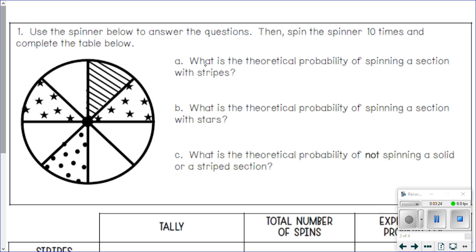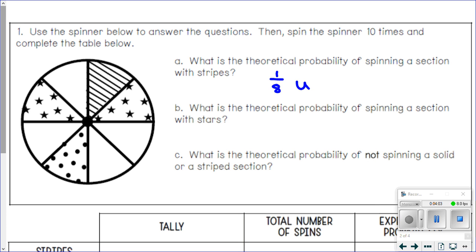All right, so we're going to use the spinner below to answer these questions. Then, I'm going to try this, we'll see. I'm going to try to spin the spinner 10 times and complete the table. So we're going to do theoretical probability, and then we're going to do experimental down here. So what is the theoretical probability of spinning a section with stripes? So if you spin this, what's the probability that it would land on stripes? Well, there's one section that has stripes on it out of how many possible outcomes? There are 8 different sections on here, so the probability would be 1/8.